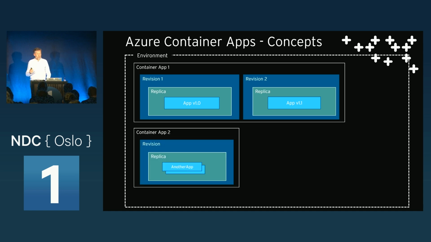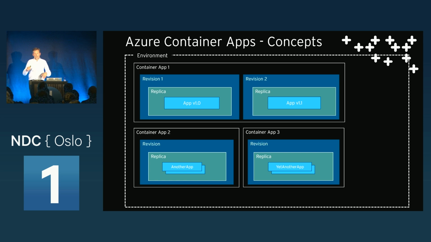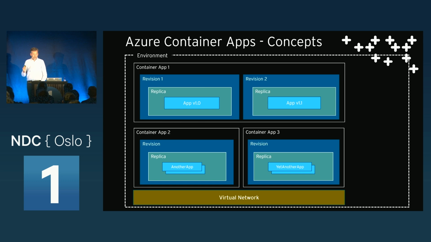And then obviously you can deploy multiple container apps within the same environment. And by doing so, they can also communicate with each other inside here without going to the public network. In addition to this, we have a virtual network, and if you create one of these environments, you will by default get a virtual network created for you that you don't really see or manage.